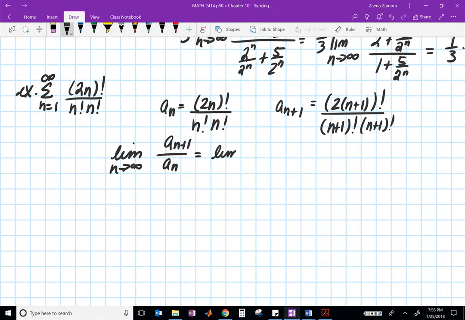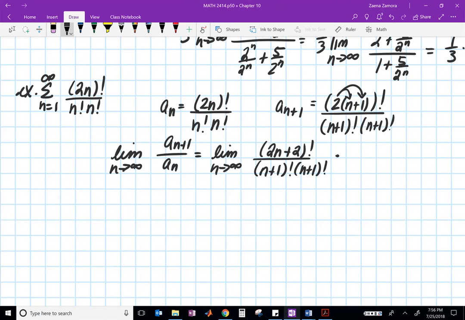So that's going to be the limit as n goes to infinity of my a sub n plus 1, which is this whole thing, which, by the way, I'm going to change this, distribute the 2. So it's going to be 2n plus 2 factorial divided by n plus 1 factorial and then n plus 1 factorial, divided by a sub n, so I'm going to multiply it by the reciprocal. N factorial times n factorial divided by 2n factorial.